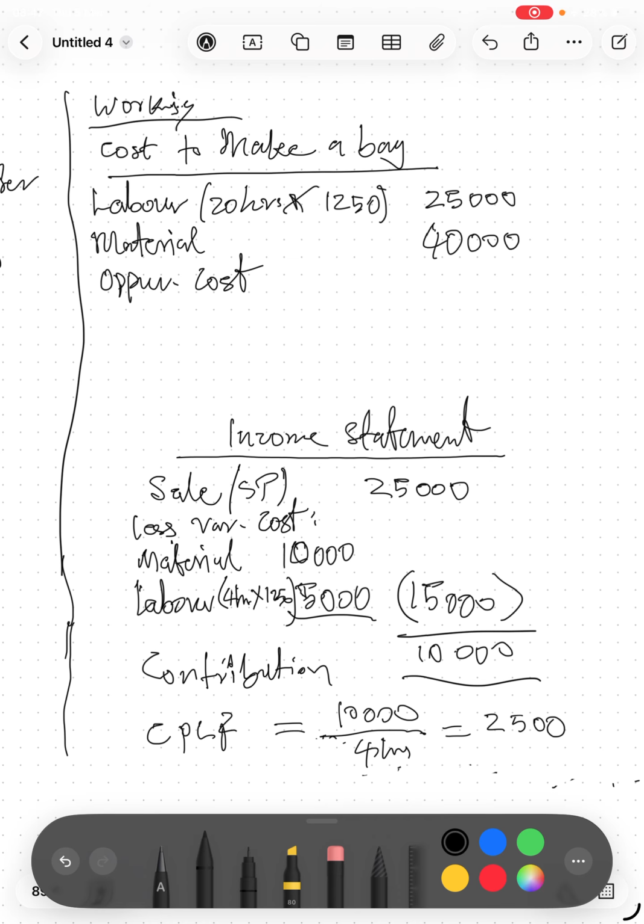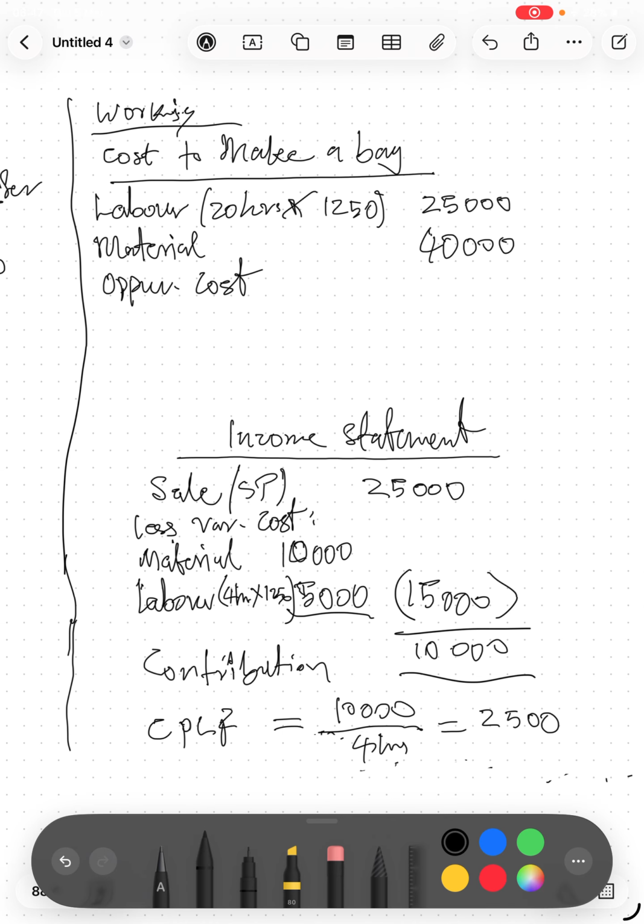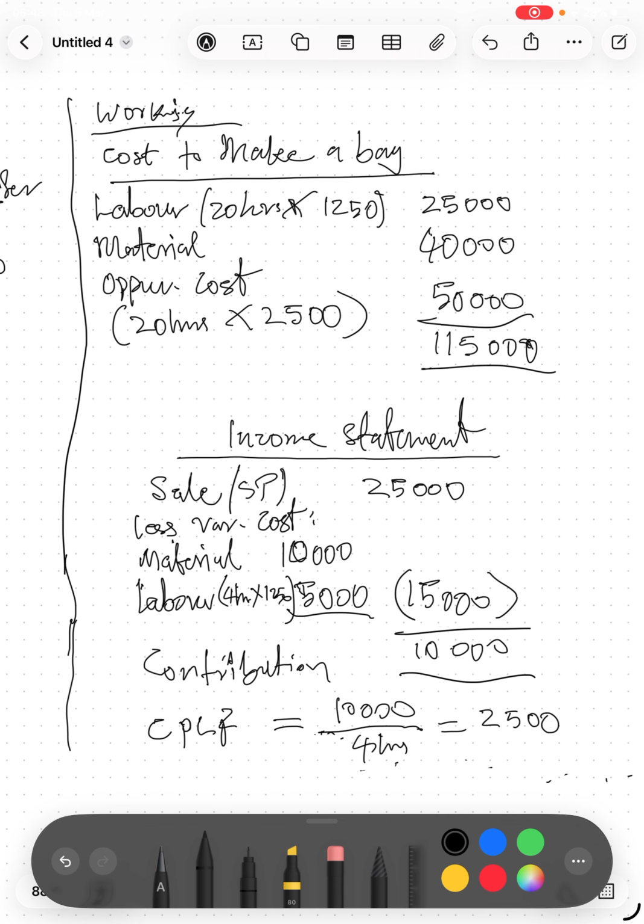And since I'm coming to use this labor that is in short supply, I'm using 20 hours of this labor. Each hour, for every time we are using it, we are losing 2,500. So the total opportunity cost, which is a benefit forgone in the previous job for carrying them to come and produce the bag, will be 20 hours times 2,500, should give us 50,000. Our total cost to produce the bag will now be 115,000.